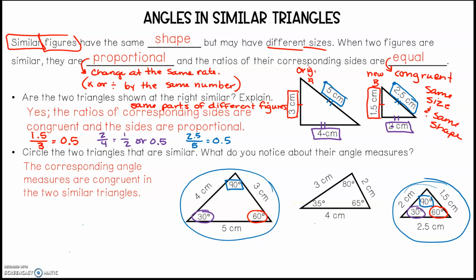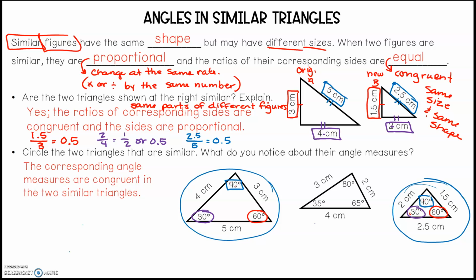So if you have two sets of corresponding angles in your two triangles that you're trying to decide if they're similar, so like the 30, that's one set, and the 90 is a second set. When you have two sets of corresponding angles that are congruent, the same degree measure, the triangles are similar. All you have to do is look at those degree measures to know that the triangles are similar.